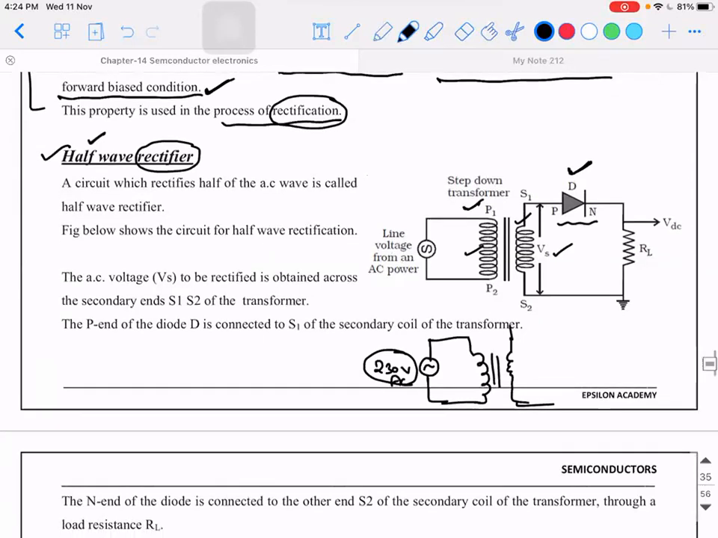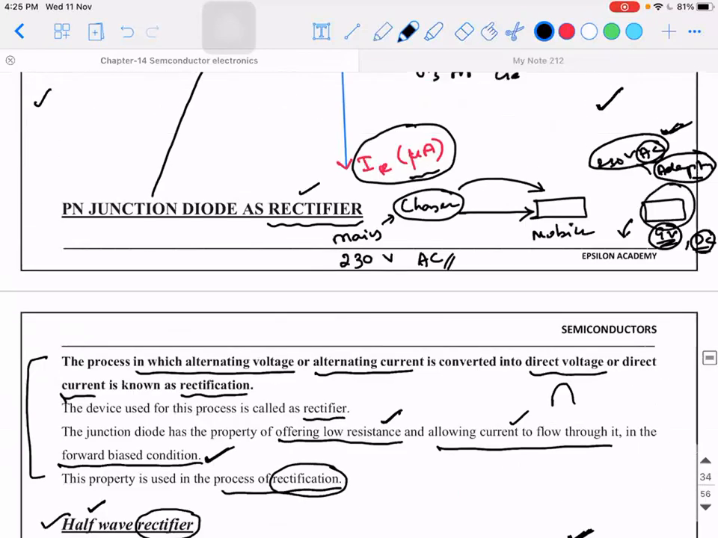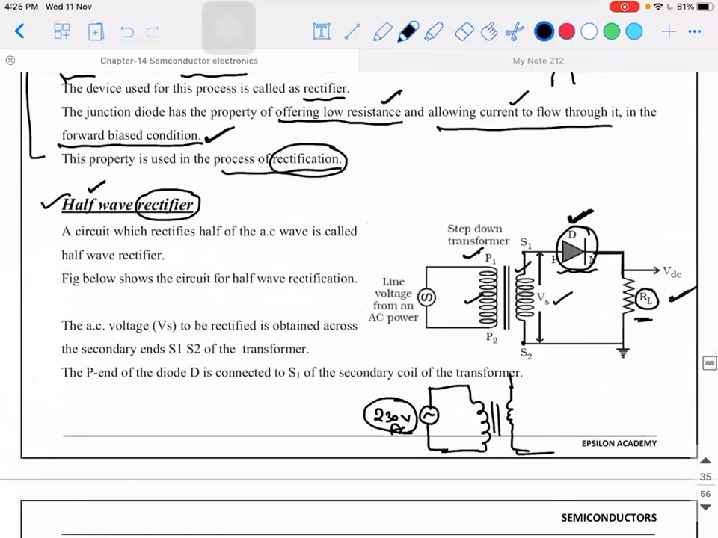So the output from the step down transformer is fed into this PN junction diode, and once the wave passes through this PN junction diode, the output is connected at a load resistor. Load resistor need not always be a resistor. The load resistor is the device which you are actually making use of. For example, in the above examples, it is a mobile phone, or any other device which needs 9 volt. Those devices are what are called load resistances. Are you guys able to understand?